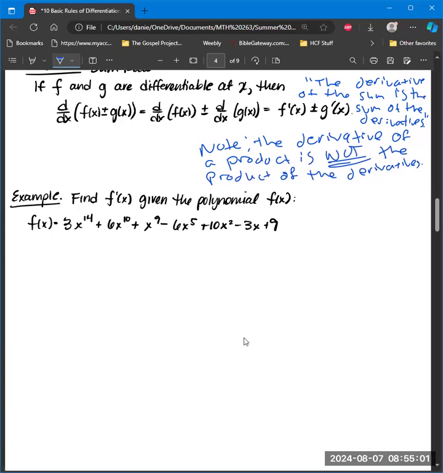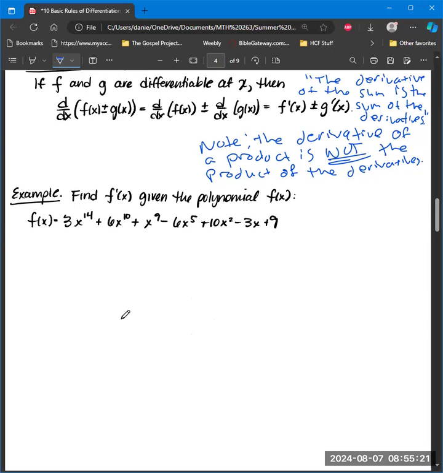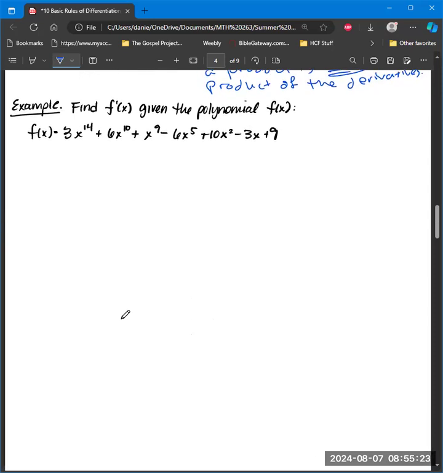We will get there, but so far I talked about inheritance of some properties from limits with the constant multiple rule and the sum difference rule. I think those are all the ones where we looked at inheritance from limits.